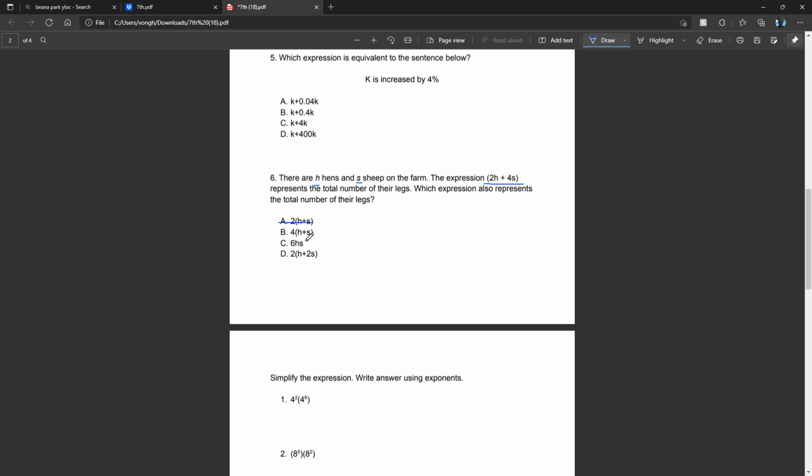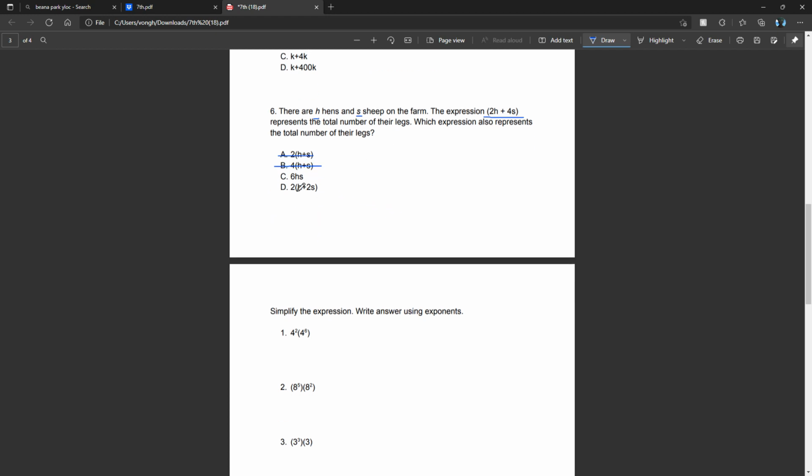4 parentheses H plus S, if you distribute the 4, you would not get this because you get 4 times H, but you have a 2H there. Now here, 6 times H times S, that's not the correct answer because you're not multiplying. 2 times parentheses H plus 2S. If you distribute the 2, you get 2H. Distribute the 2 here, you get 4S. So yeah, D is our answer.